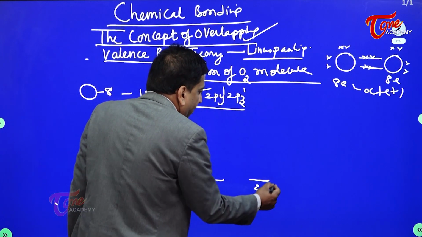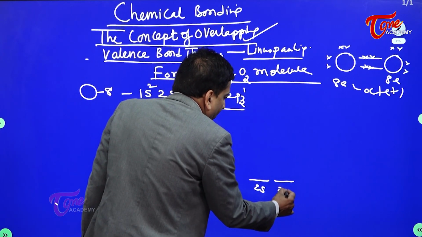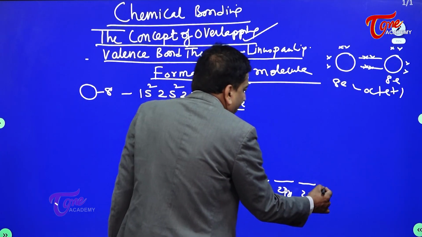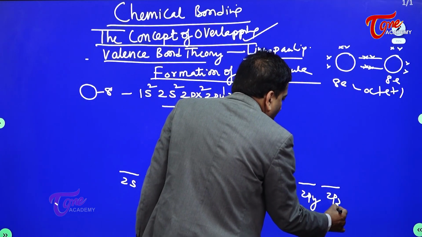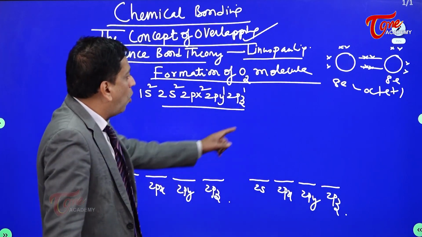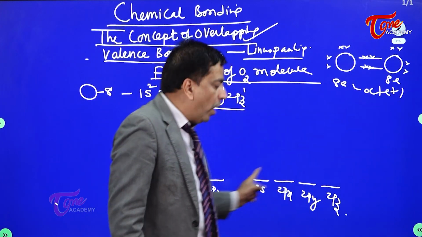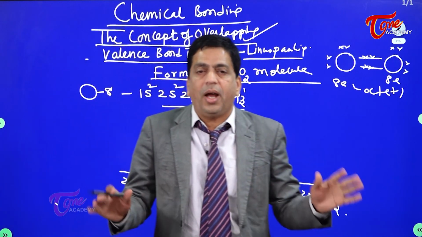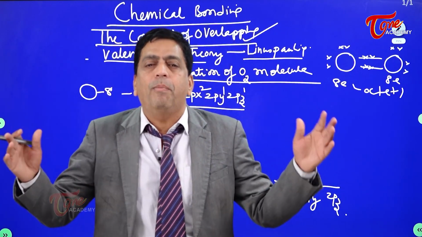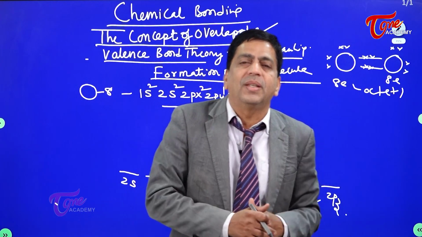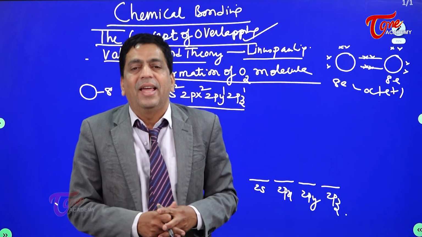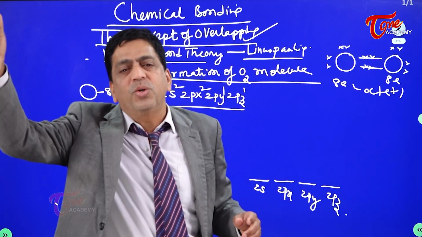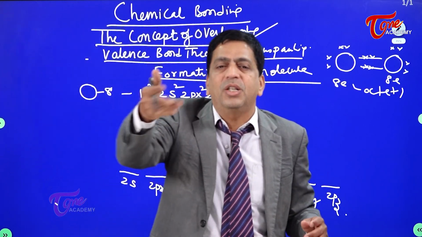If this is one oxygen atom, I have the other oxygen atom. This is 2s, 2px, 2py, 2pz. So you have two oxygens. One oxygen's configuration is this, the other oxygen's configuration is that. And now we have to apply the valence bond theory. What does it say? Only those electrons that possess opposite spin will be participating in bonding.